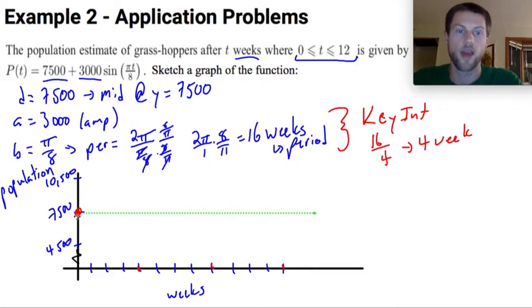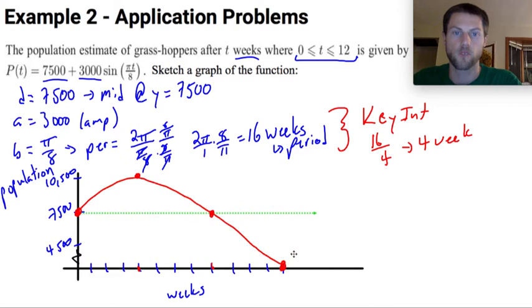Now we can follow that sine pattern. I start at the midline. I go up to my max. I go back down to my midline, and then down to my minimum. And that's as far as this graph is taking me. So I'm going to make a smooth curve. This is just from 0 to 12, and it's something like this. Now it feels kind of awkward to not finish the period, but that's all that this problem is asking us to do. So this is a good graph. Now based off of this graph, we can answer a whole bunch of those questions from before.